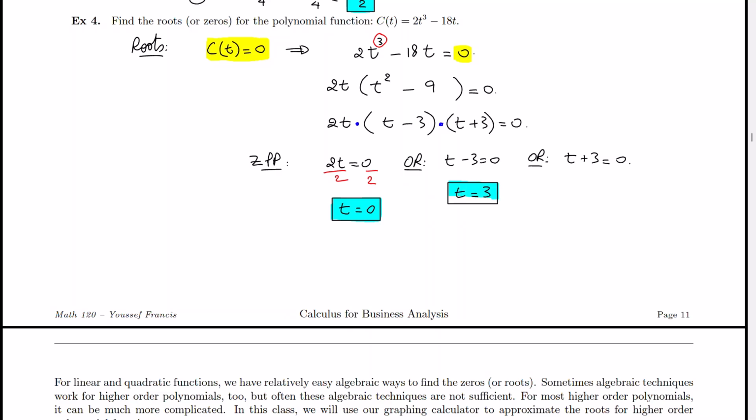So the zero of the polynomial is the place where the polynomial crosses the x-axis, or in this case the t-axis, because we're using the variable t. And finally, for the third one, I just subtract 3 from both sides, and I get t equals negative 3. And that's the end of the third one. So the place where this polynomial crosses the t-axis or the horizontal axis, well, there are actually 3 places: 0, 3, and negative 3. So the zeros of the polynomial are these 3 numbers.